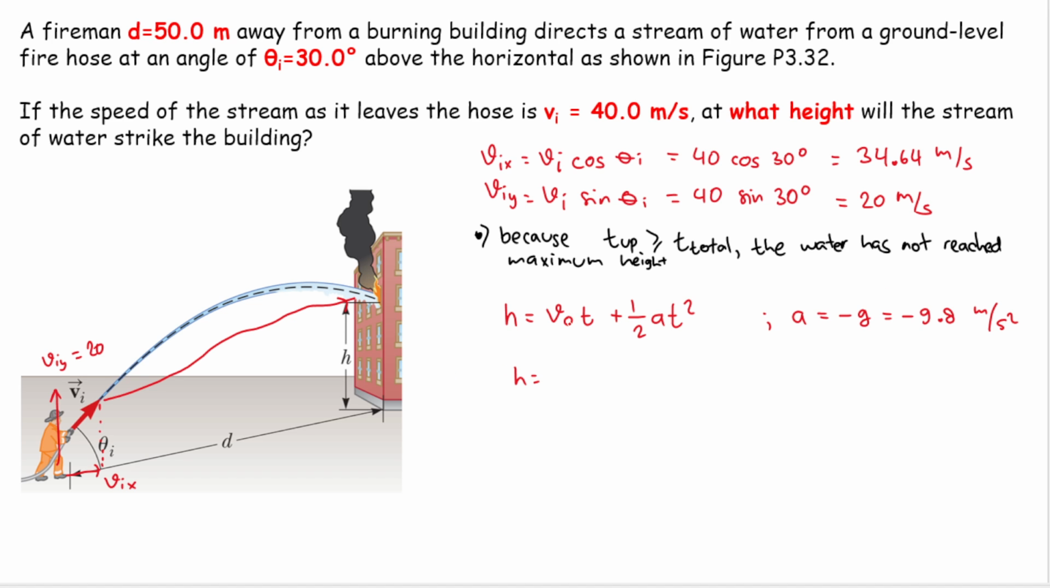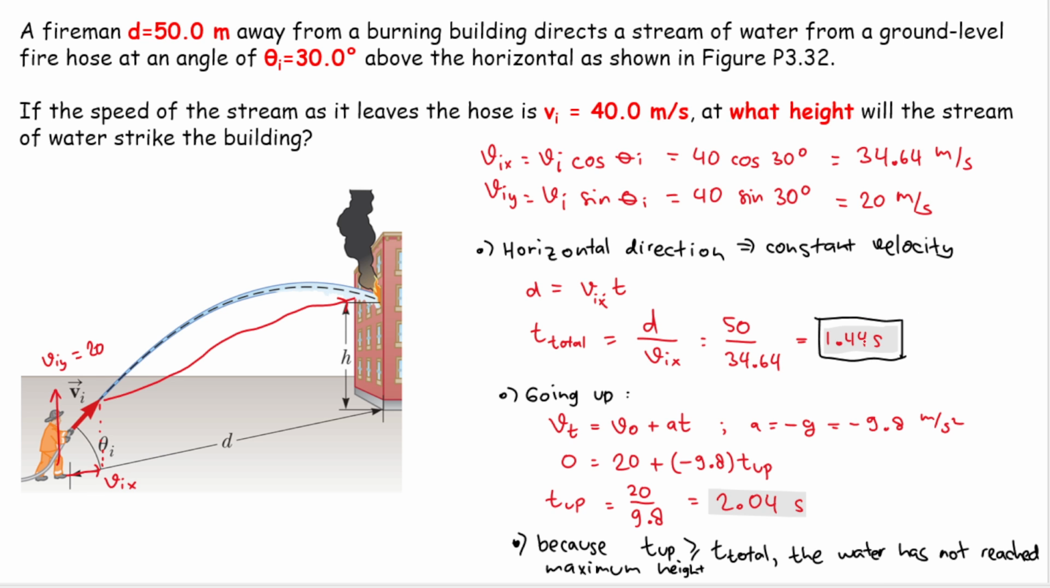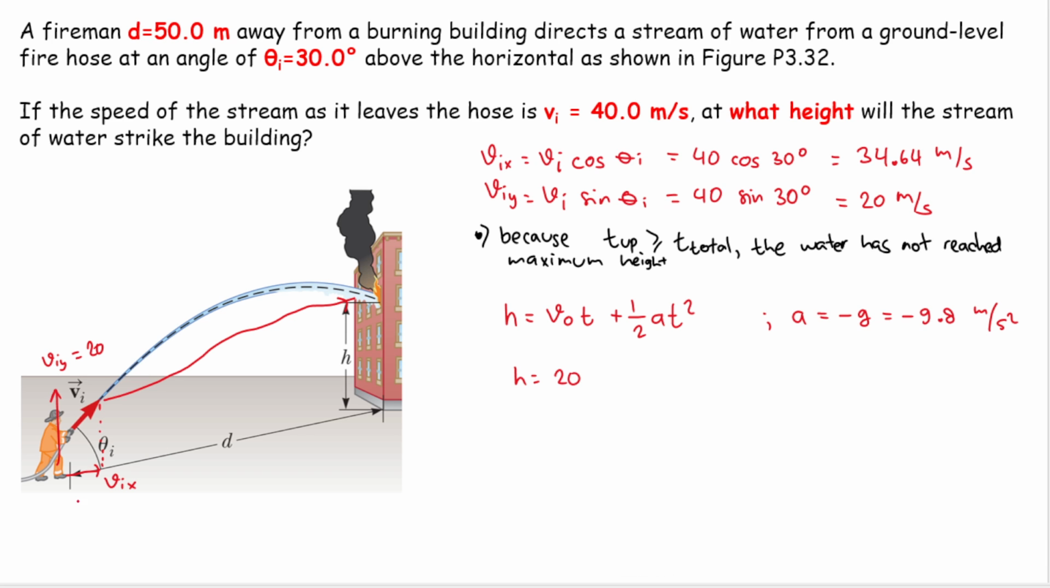Now let's plug in the numbers. We know the initial velocity is 20. And for the time, remember that we use the time here, 1.44, because that is the total time from here until there, right? So I'll have 20 multiplied by 1.44, and then plus 1/2, and then the acceleration, minus 9.8, multiplied by t squared, so 1.44 squared.